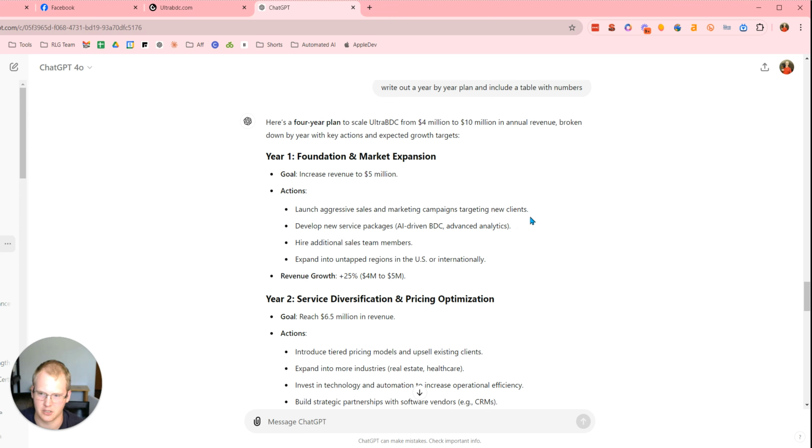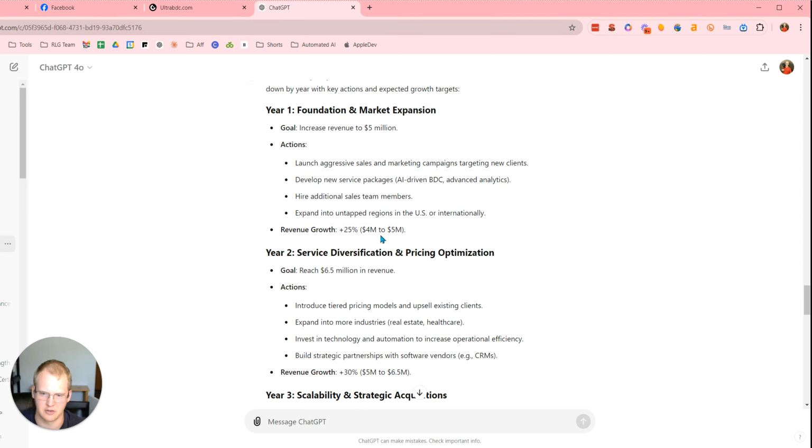Launch aggressive sales and marketing campaigns targeting new clients. Develop new service packages, AI-driven BDC, advanced analytics, etc. Hire new sales team members. Expand into untapped regions of the U.S. and internationally. So you've got to figure out what are untapped regions and tap into them, right? Revenue growth 25%, 4 to 5 million.